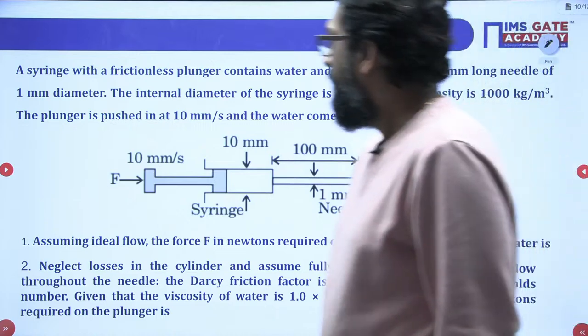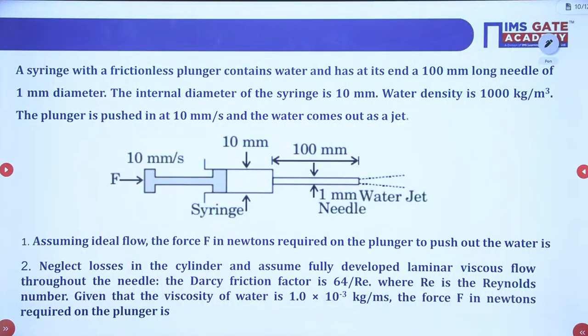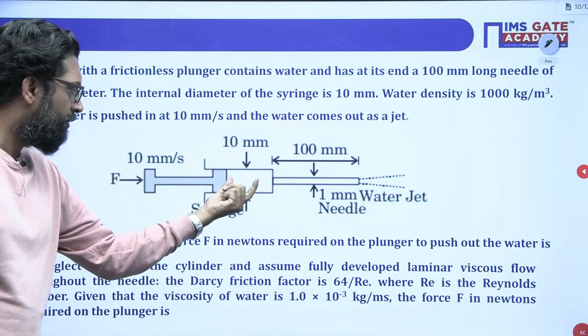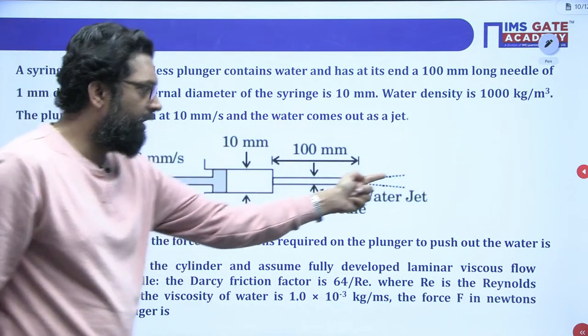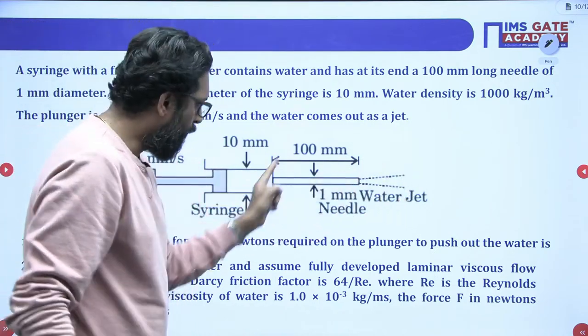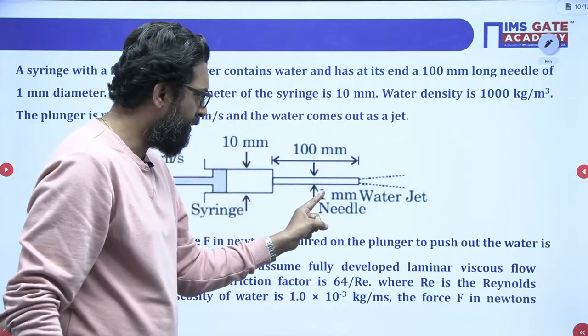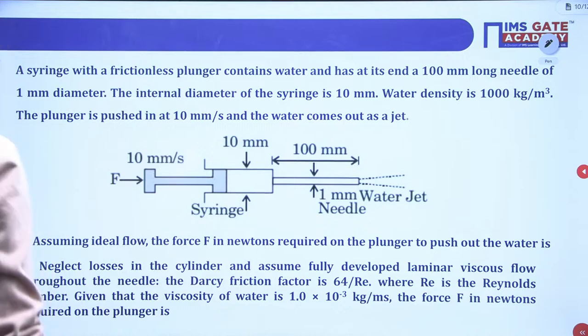A syringe with a frictionless plunger contains water. So this is the syringe, and you apply force on this fluid, so the fluid will be ejected through a needle. The needle has a very small cross-section area, a minimum diameter. So I read the question first.